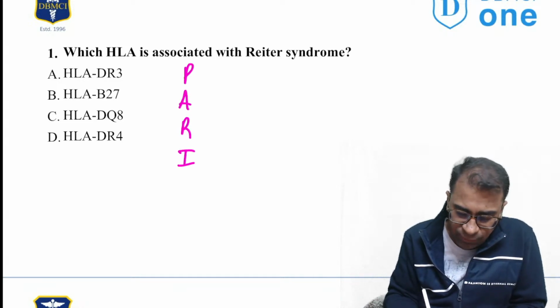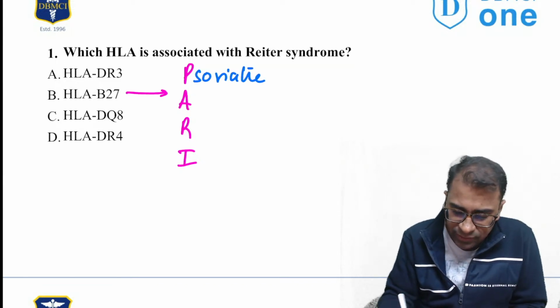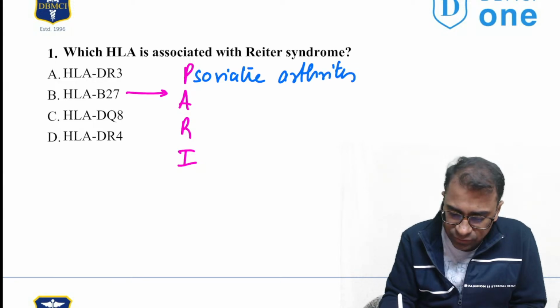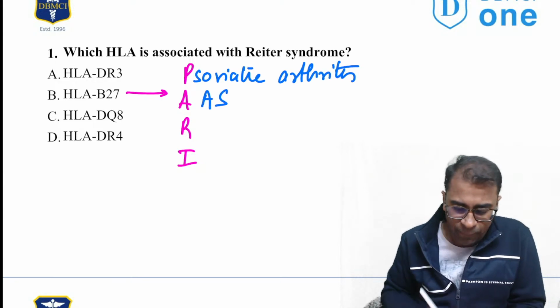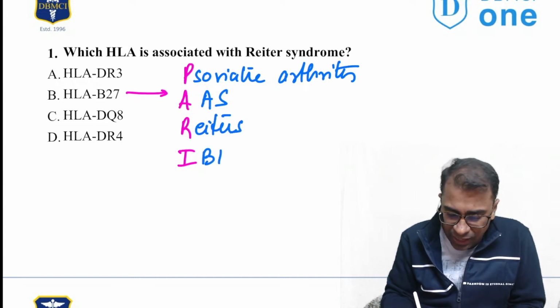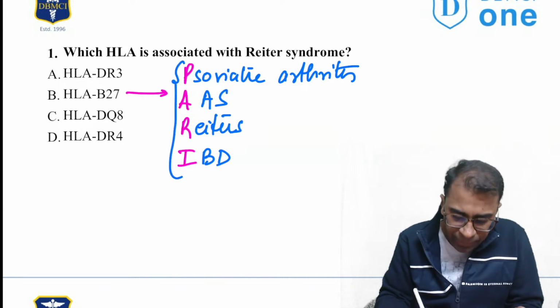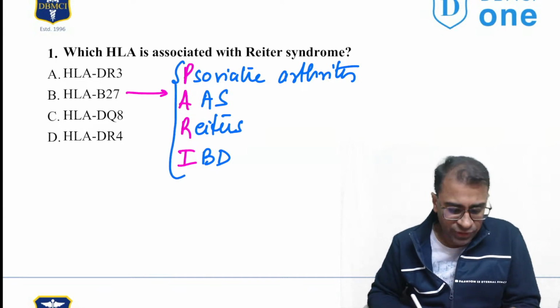Pari. The mnemonic pari is for what? 27. It is psoriatic arthritis, ankylosing spondylitis. It can be Reiter's and can be IBD. This is the simplest question. 27-year-old, Pari. Absolutely easy.